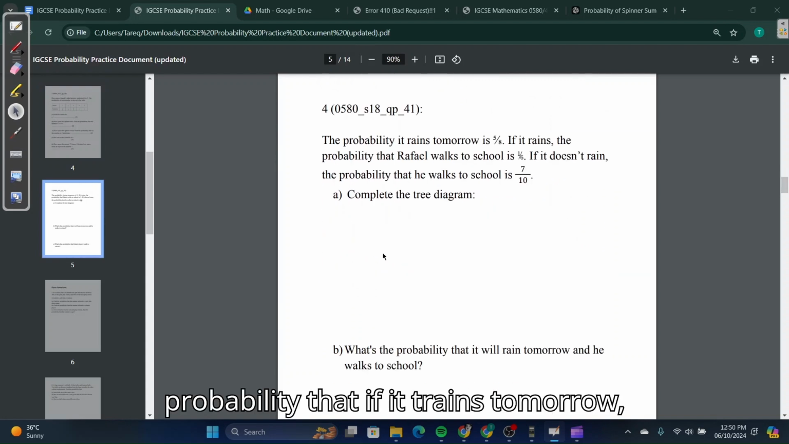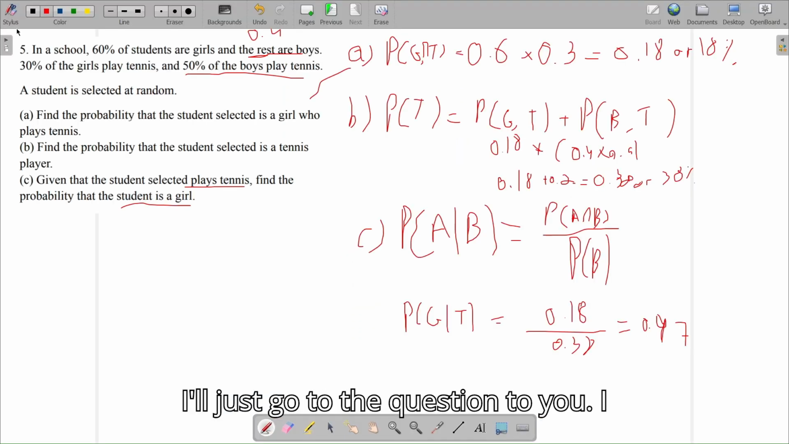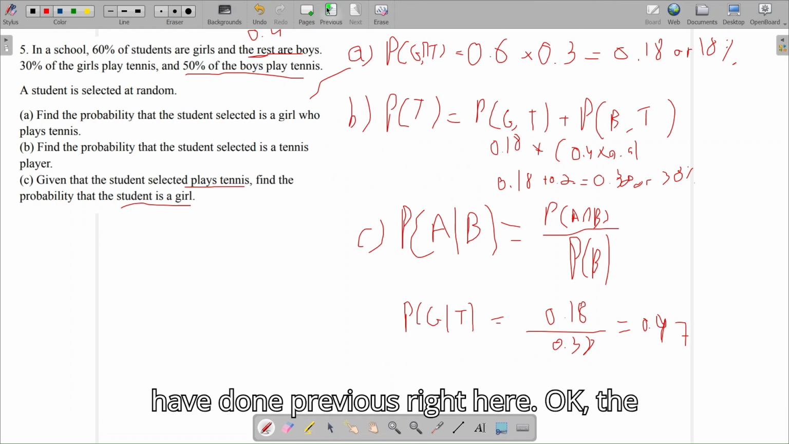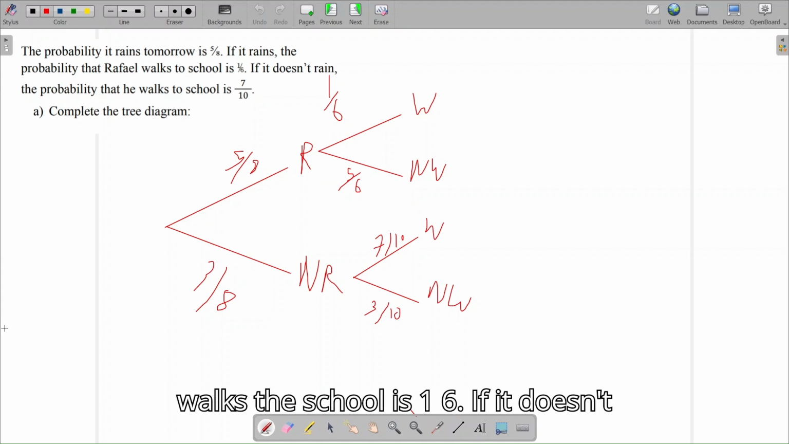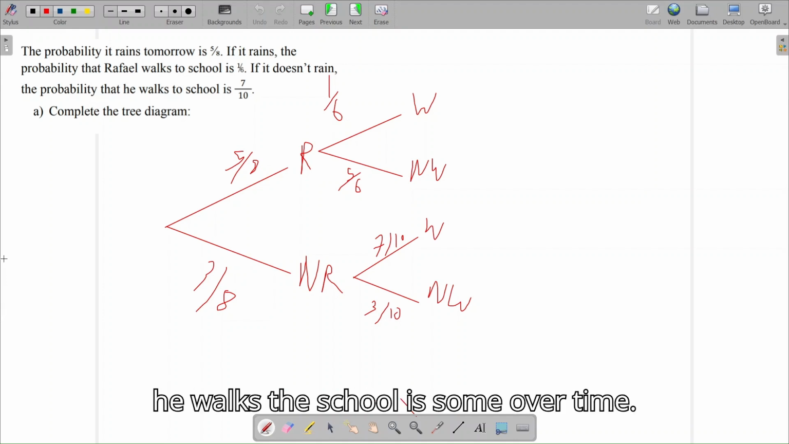The probability that it rains tomorrow is 5 over 8. If it rains, the probability that Rafael walks to school is 1 over 6. If it doesn't rain, the probability that he walks to school is 7 over 10.